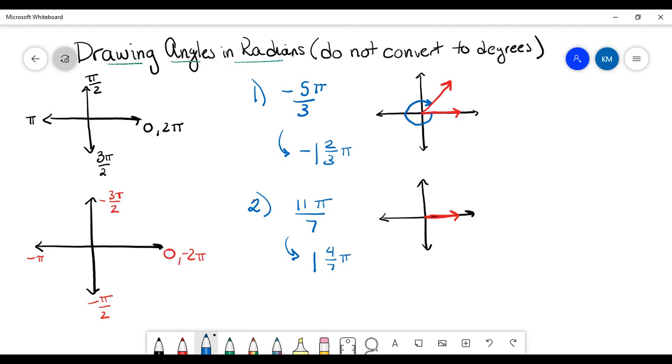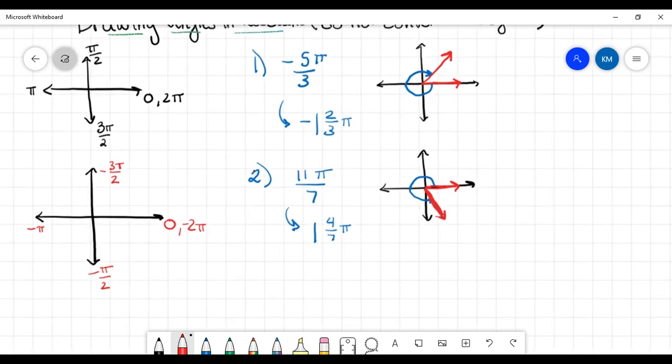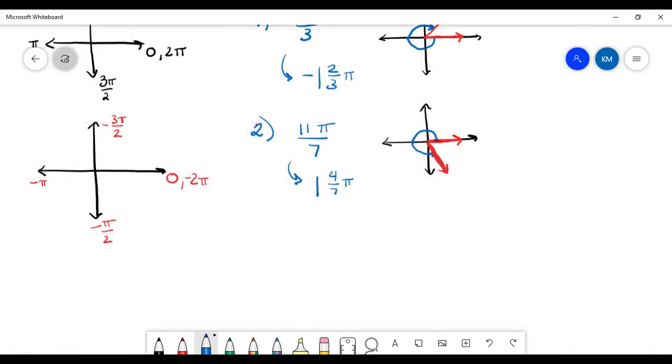So in a positive direction, starting at our initial side, we're going 1 pi, which is a half rotation, and 4/7 more. 4/7 of pi is slightly more than a half. So we're going to go just beyond that mark. I'm going to do this in red to be consistent. And there's our terminal side. So now our red angle is showing the angle of 11 pi over 7, drawn with our direction arrow.